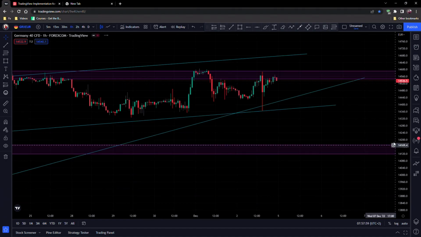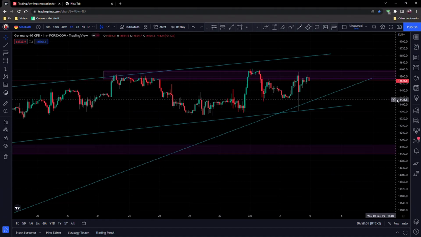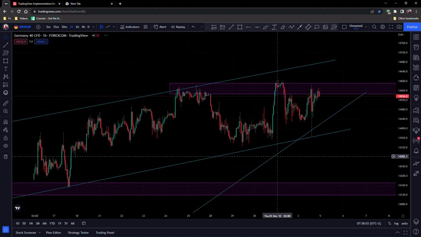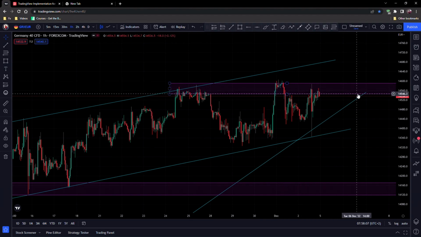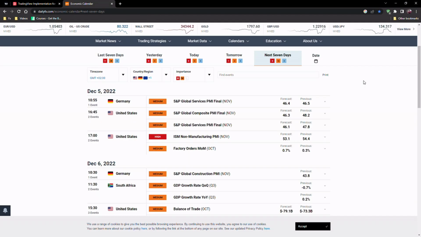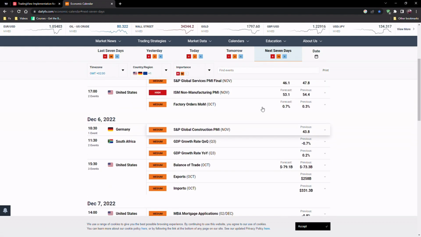Let's see the hourly time frame. Yeah, that's going to be it for German. If we check our fundamentals for the week, on Monday we might have the non-manufacturing PMI, not MPI, right? And then the global composite as well might have an impact, so we're just going to look out for those ones.